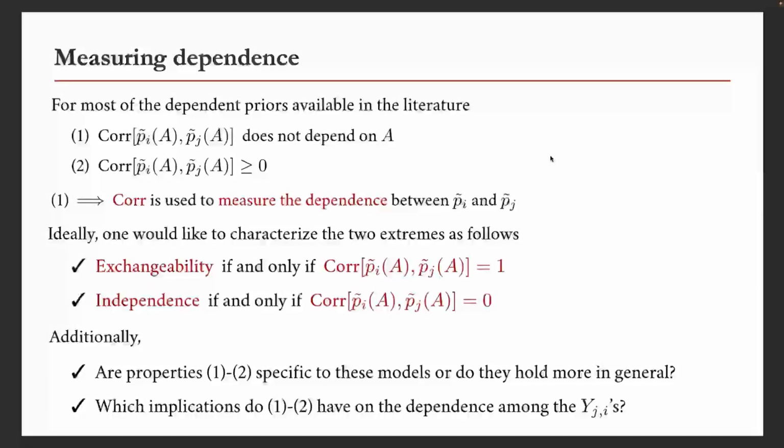Also, one might wonder whether some of the features that I've mentioned, so this particular feature about all the models that I described earlier, are specific to those models or hold true more in general. And what are the implications on the dependence among the observations?